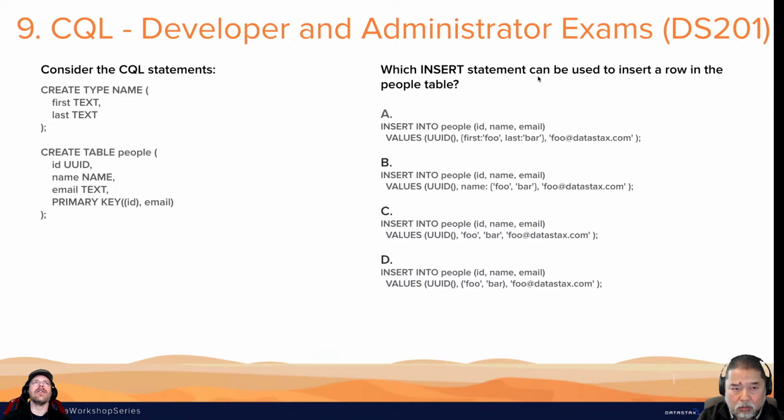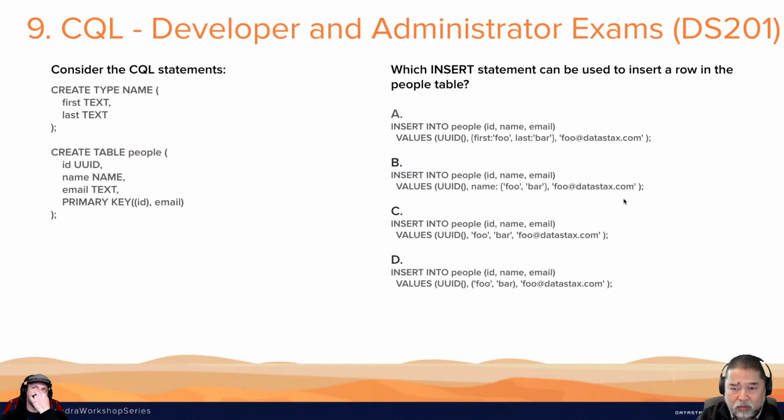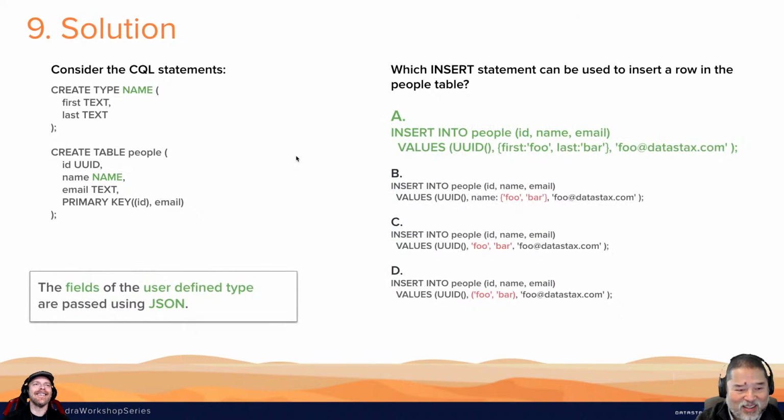Okay, looks like our answers are in. This is another one of those that seems harder than it is, but once you understand the way that you need to store a UDT, you're like, oh, okay. Yeah, this one's a syntax question. It comes down to user-defined types. Name is a user-defined type.